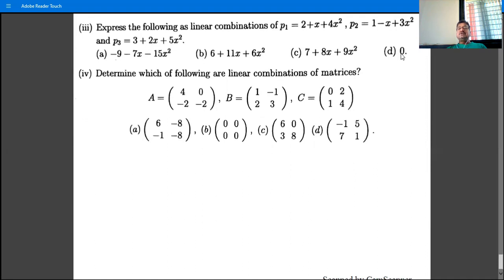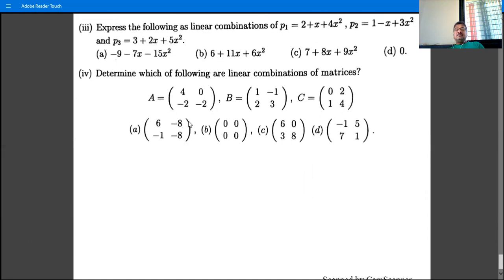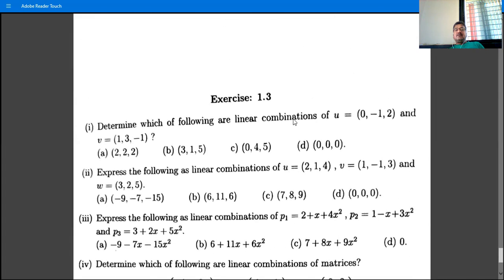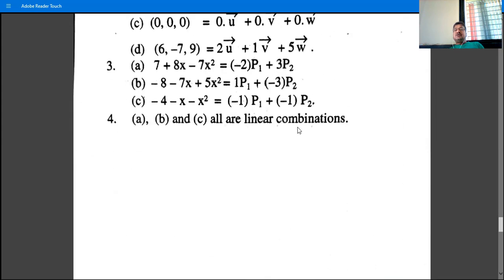The 0 polynomial: suppose this is Q, then Q is this 0. So we can write 0 is equal to 0 into P1 plus 0 into P2 plus 0 into P3. So this is the 0 polynomial, and it is expressed in the form 0 into P1 plus 0 into P2 plus 0 into P3. So these are the problems on matrices. So solve all these problems. Answers of some problems are given. So solve all these problems.